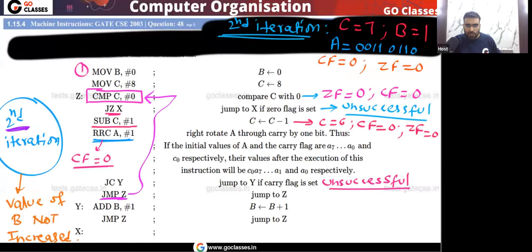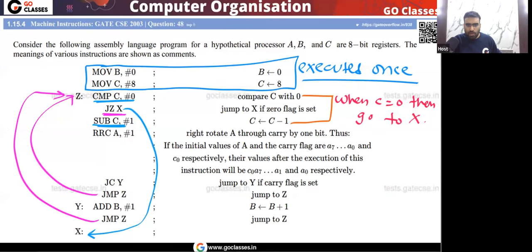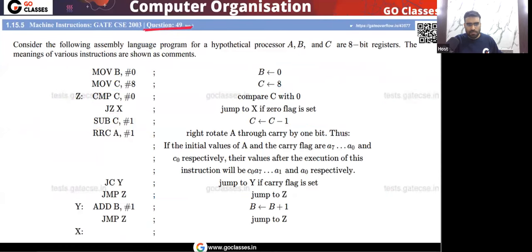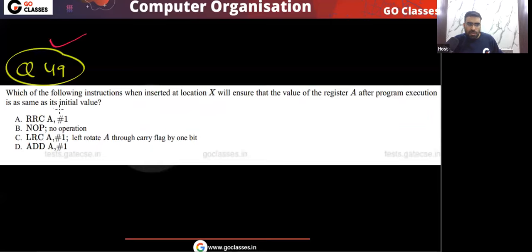What about question number 49? You tell me. For question number 49, the same code, the question is saying: which of the following instructions do you need to insert at location X, which will ensure that the value of register A after program execution is the same as the initial value?